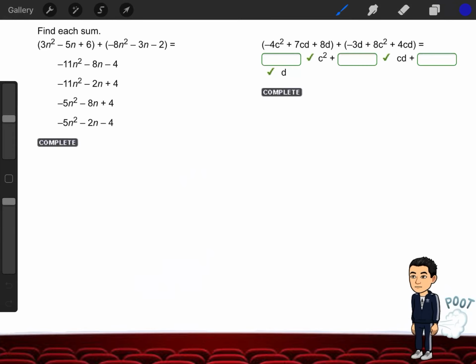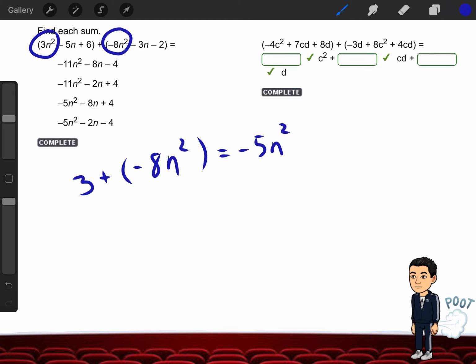Okay, so the first question, they're asking you to add these two polynomials. What you need to understand is what like terms are. The like terms are going to be 3n squared and negative 8n squared. If you combine them, you get negative 5n squared. And if you look at the other one, negative 5n added to negative 3n is going to give you negative 8n.